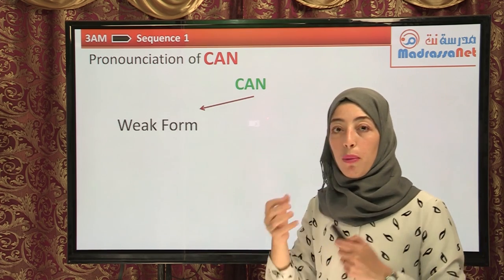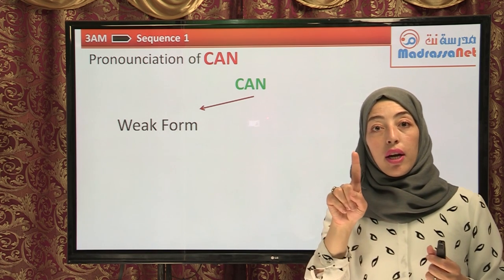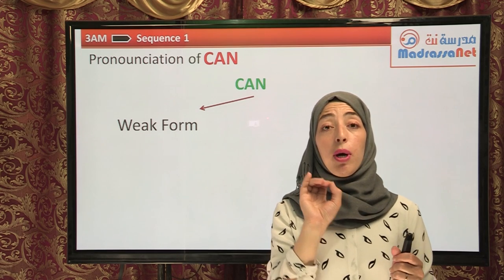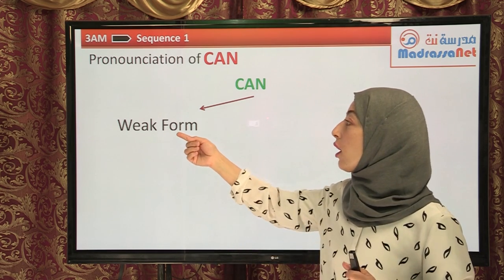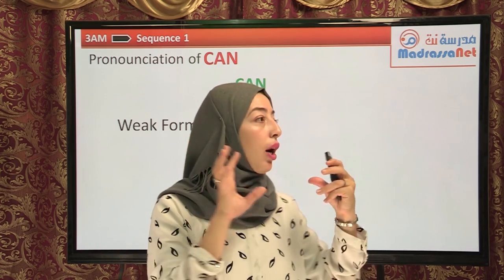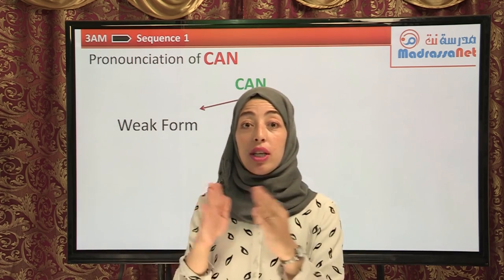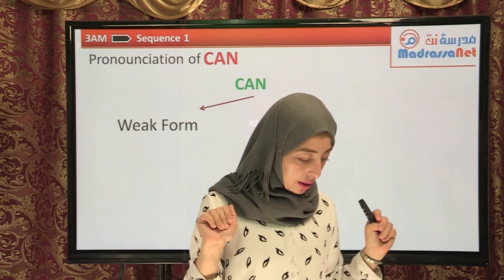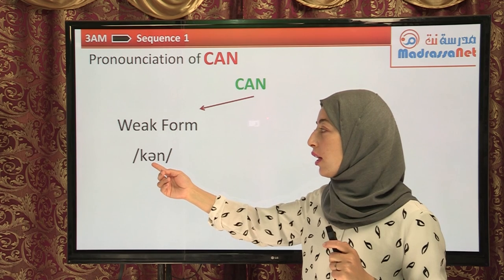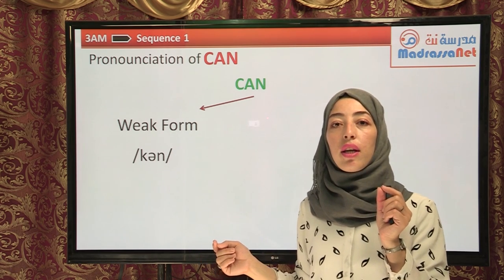Can in the weak form. The weak form of can. Another thing to explain. We have a weak form and a strong form for several words, not only can. Okay? Great. Let's start. The weak form of can. Here we pronounce can. Can.